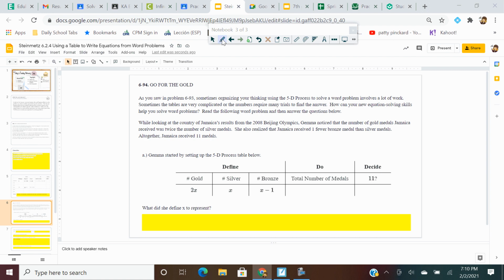It says, while looking at the country of Jamaica's results from the 2008 Beijing Olympics, Gemma noticed that the number of gold medals Jamaica received was twice the number of silver medals. She also realized that Jamaica received 1 fewer bronze medal than silver medals. Altogether, Jamaica received 11 medals. So she set up this table. The first question says, what did she define x to be? So we find x and we look up here and it turns out x is silver.